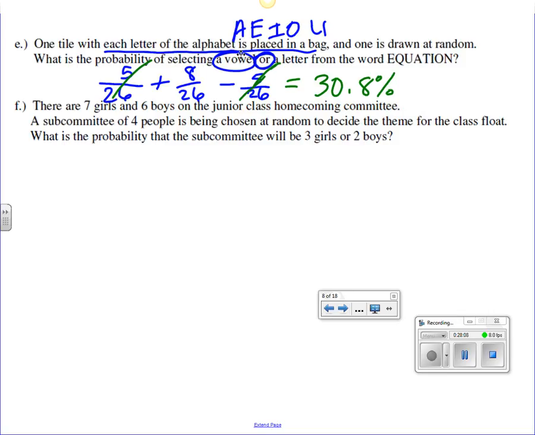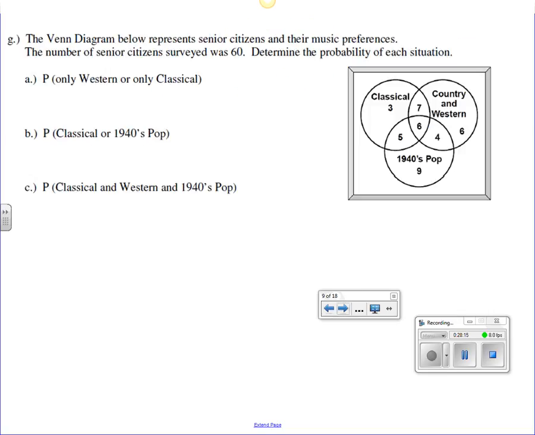All right, F will probably show up as a bonus somewhere, so you're welcome to do that later on your own if you want to get ready for the bonus question. All right, this last one, the Venn diagram below represents senior citizens and their music preferences. The number of senior citizens surveyed was 60. Determine the probability of each situation.